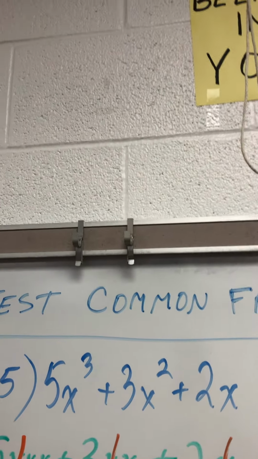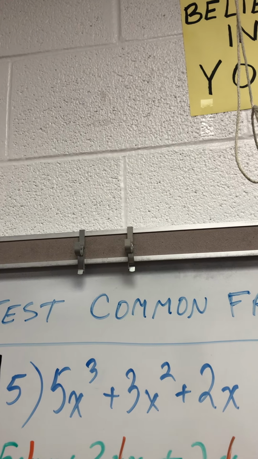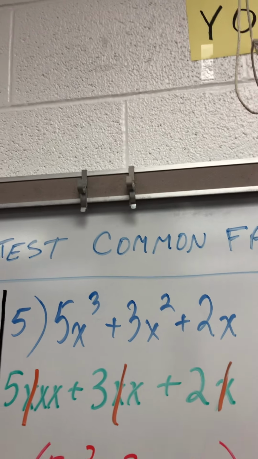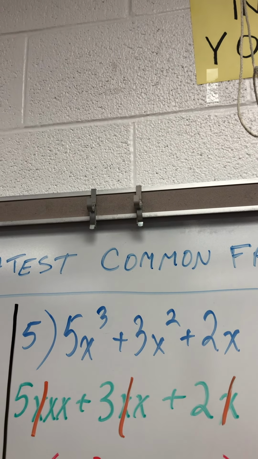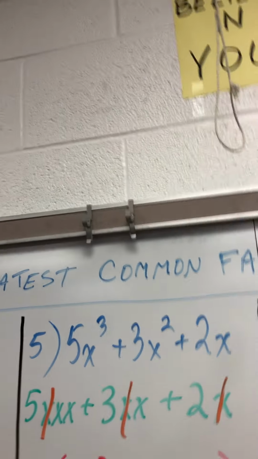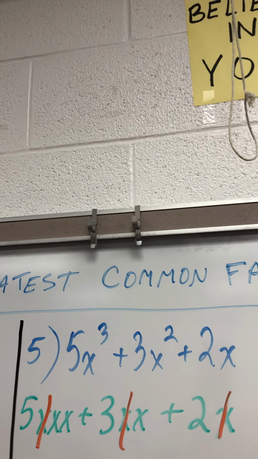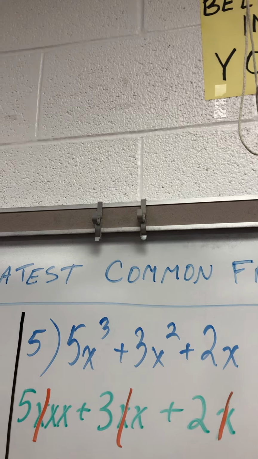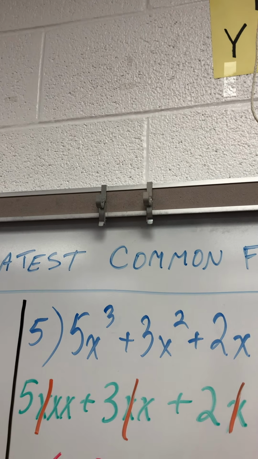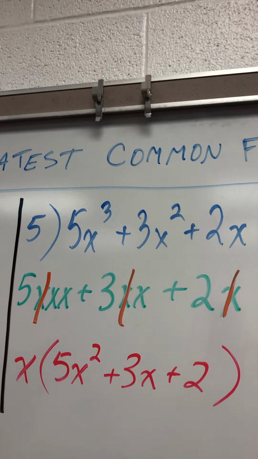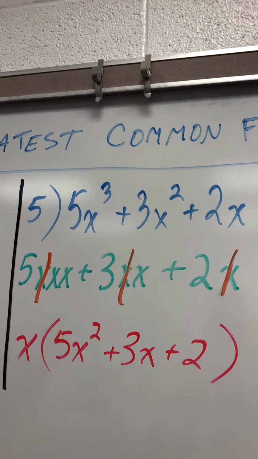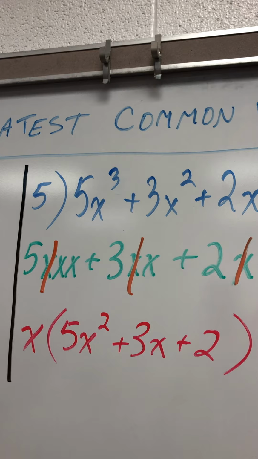5x to the third plus 3x squared plus 2x. What's common? 1x, right? So I'm going to cross out 1x. I have 5xxx plus 3xx plus 2x. Only 1x is common. I cross it out from each term. Write it down. What's not crossed out? 5x squared plus 3x plus 2. That's called factoring.